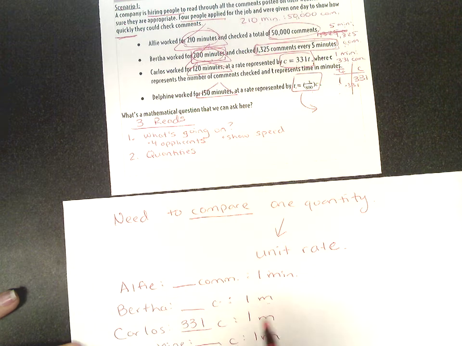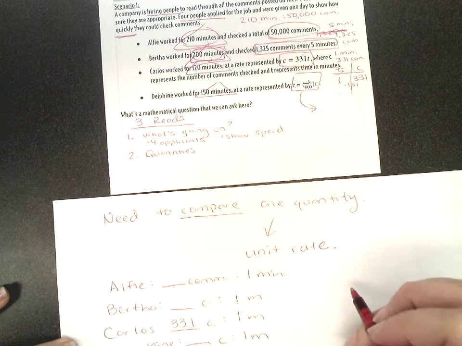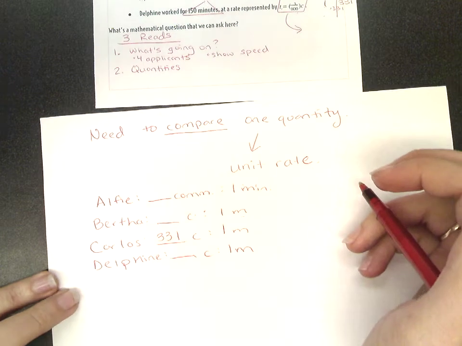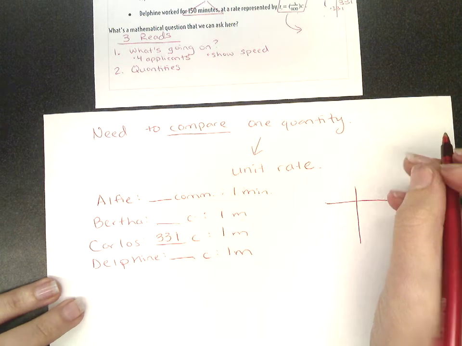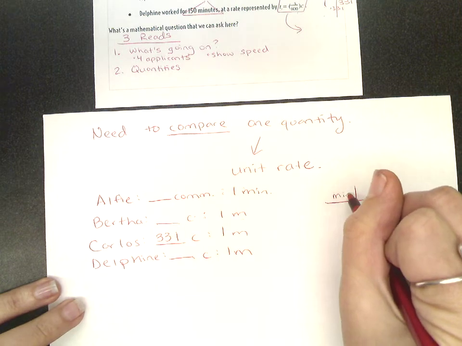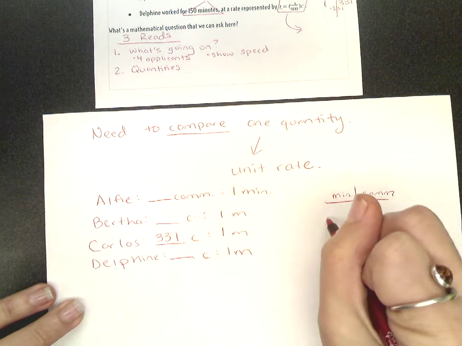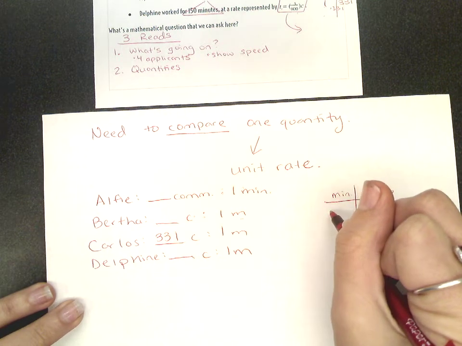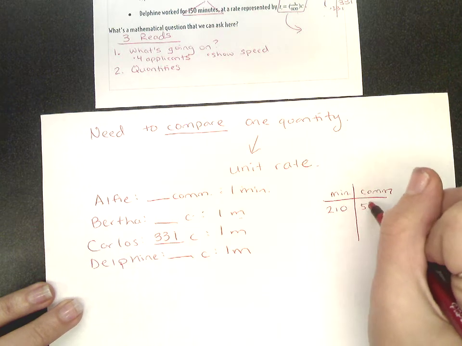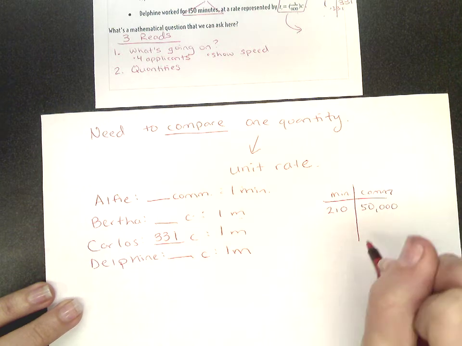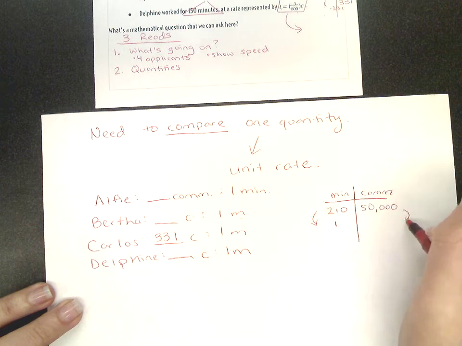So at this point, students had some different strategies for trying to get down to 1 minute. One that I want to highlight is using a table, because I saw people using tables in some really meaningful ways. If we have our minutes and our comments, we could start with Alfie and say that Alfie takes 210 minutes to read 50,000 comments. Well, we want to get down to 1 minute. So what can we do to get down?